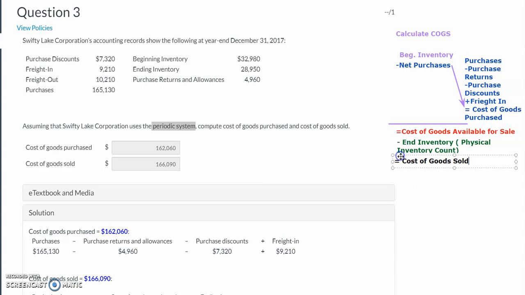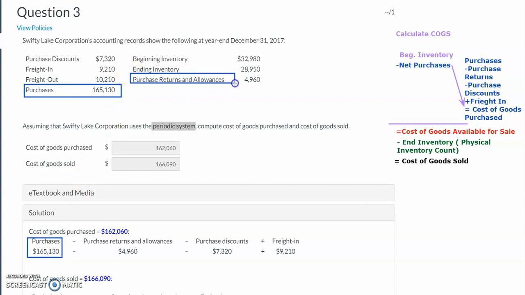All right. So using the information in this problem, we're going to first determine the cost of goods purchased. So determining the cost of goods purchased, we're going to need to take our purchases during the period. So that will be $165,130. From there, we're going to subtract out our purchase returns and allowances. In this example, it is $49.60.